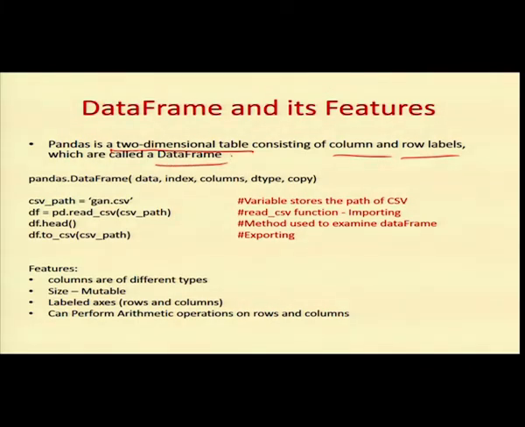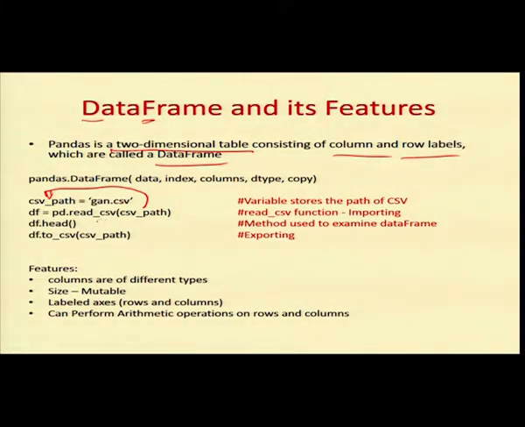My dear viewers, in DataFrame, D is caps, F is caps, no space in between. pandas.DataFrame within braces: data, index, columns, dtype, copy. Now, let us see how it works. csv_path equal to gan.csv, df equal to pd.read_csv of csv_path. This csv_path is this particular variable name. df.head, this gan.csv is nothing but the variable where the CSV file is being stored.